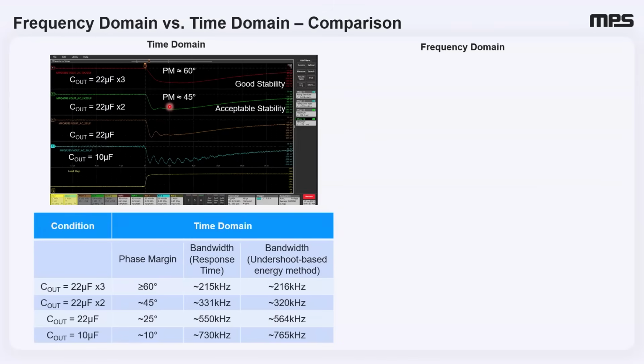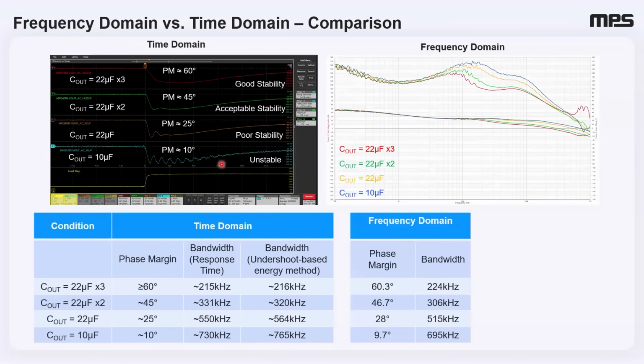The phase margin decreases to 45 degrees, which is considered acceptable, and one can see a single bump. With a single 22 microfarad, it shows some damping with a phase margin of around 25 degrees, but still it has poor stability, and one can observe close to 2.5 to 3 rings in this waveform. With a 10 microfarad cap, we are seeing very strong oscillations indicating instability and a very low phase margin around 10 degrees.